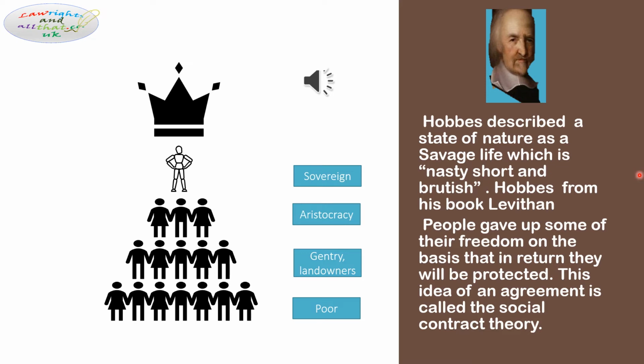The people who would support the sovereign with their own land would be the aristocracy and the gentry, and the poor would work for them, everyone above them, and do as they're told. And the reason they would do as they're told is because they wanted to avoid a nasty, short and brutish life if they lived in anarchy.